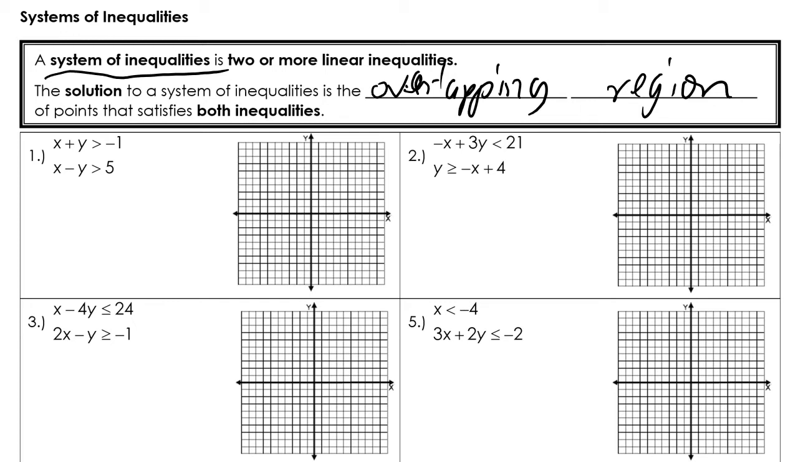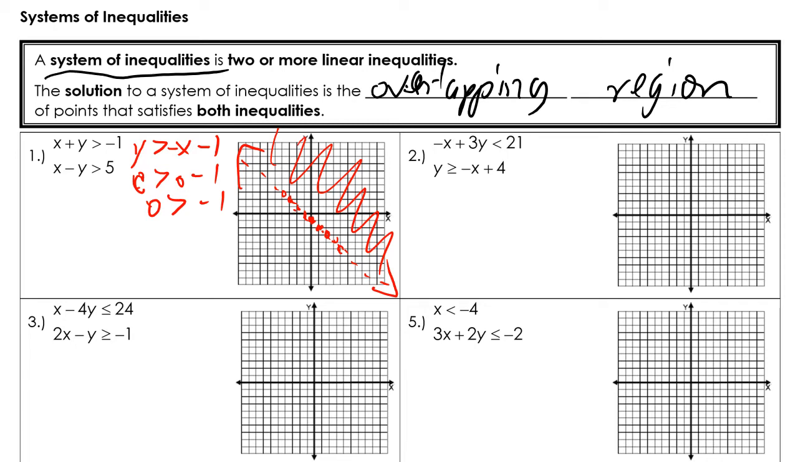All right, x plus y is greater than negative 1. Y is greater than negative x minus 1. I just subtracted x from both sides. So I can graph that line, negative 1. Slope is negative 1, down 1, right 1. This is going to be a dotted line. 0 is greater than 0 minus 1. 0 is greater than negative 1. That's true, so I'm coloring above the line.